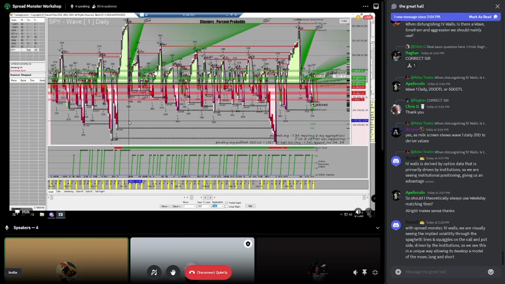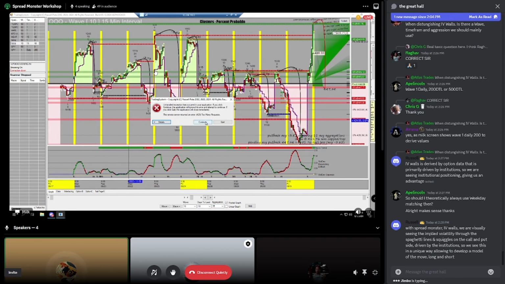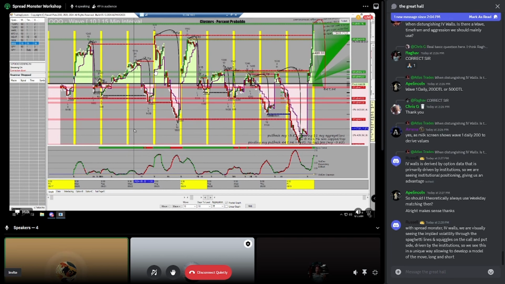Maybe go back to the fractal graph and turn on the wave projections for the QQQ wave 10, 15 minute, the last Friday. It provided SPY and QQQ yesterday an amazing last line of defense setup, both of them on the wave projections.